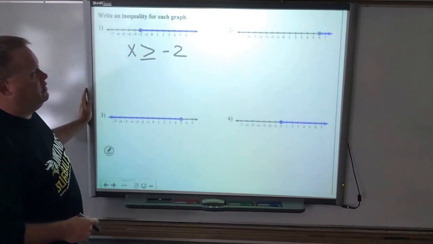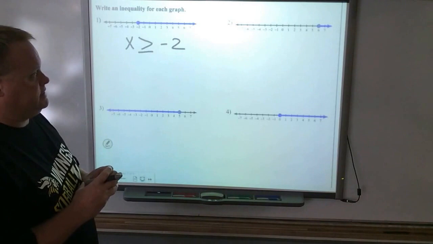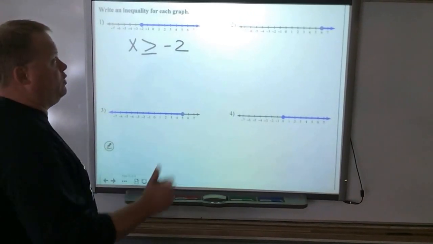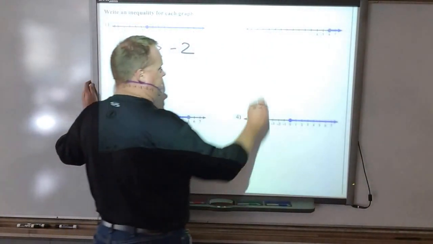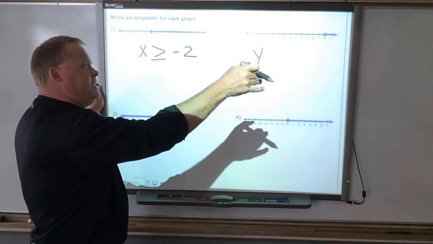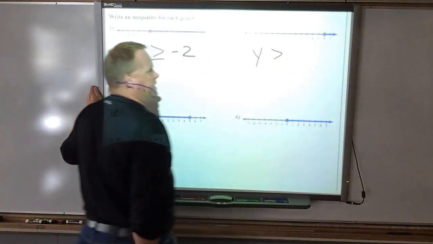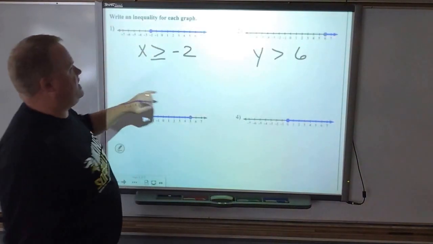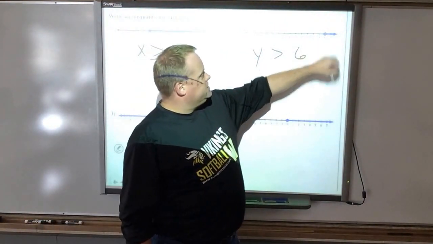The second one, I look at this and I have an open dot. I have an open circle. I'm going bigger once again, so I can choose my variable. This time I'm going to say Y. And I'm going to the right again, so that's going to be greater. And it's going to be greater than 6. I'm not going to say equal to because it's not a solid circle. It is an open one.